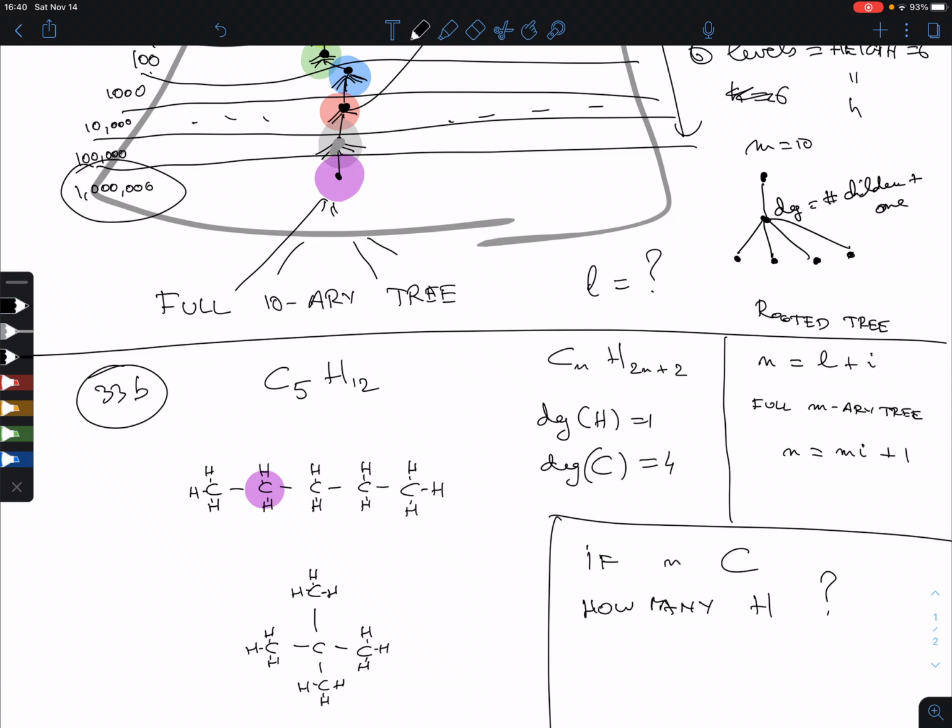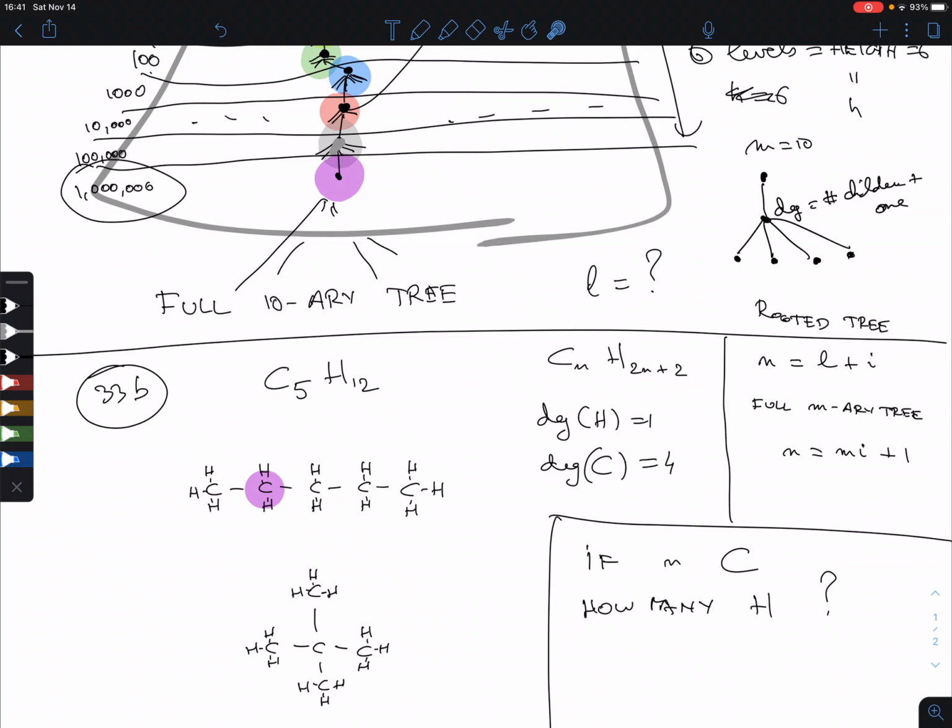Well, that's not true for the root. So the number of children for the root will be 1, 2, 3, 4. The number of children of all these other 3 guys will be 3, because each of these carbon vertices will have a parent and 3 more children. Everything has 3 children, except for the leaves, which have no children, and except for the root.